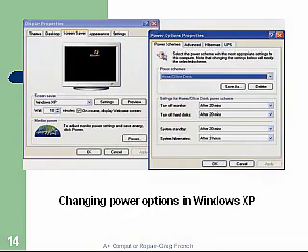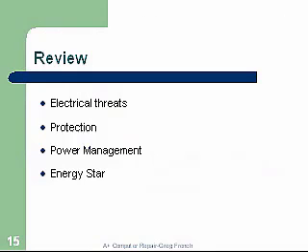In review, electrical threats. We talked about a lot of electrical threats. We can have surges or spikes in our line. We can have EMI, RFI. The biggest problem is power loss. And a UPS, again, is going to completely isolate you from the line and allow you to have power for a few minutes so you can bring your computer down without losing data.